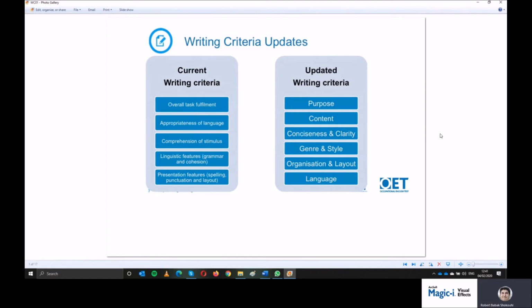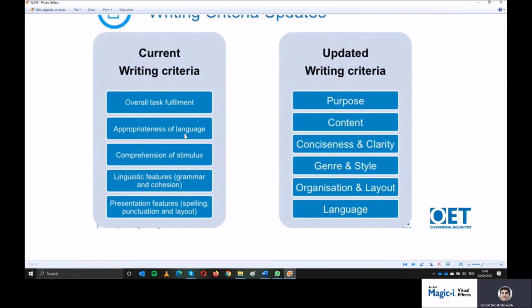Fortunately, I have the slides here. We have some new criteria, which is the updated criteria. This is new since August 2019, so it's not long ago. It's really just around 6 months ago. And the previous criteria was this. It was overall task fulfillment, appropriateness of language, comprehension of stimulus, linguistic features, presentation features. And this was long gone. Then the updated criteria is this: purpose, content, conciseness and clarity, genre and style, organization and layout, and language. And you see it has changed so much.